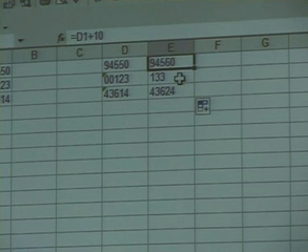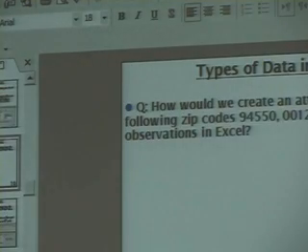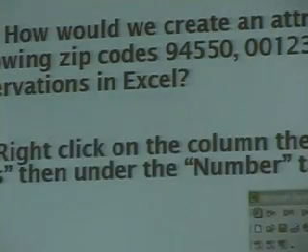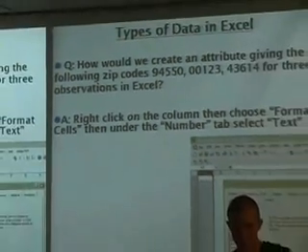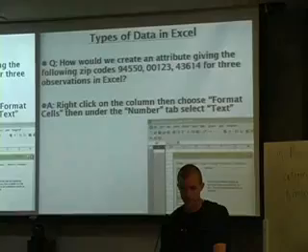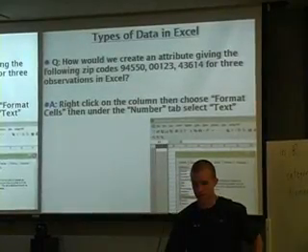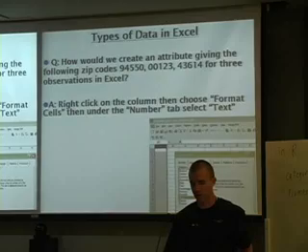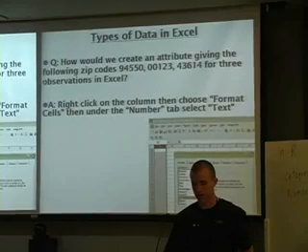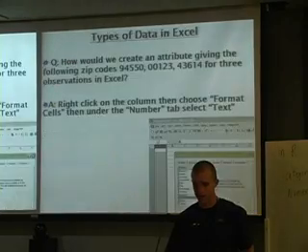Okay, so let's see here. Where are we at? How do I do this in Excel? I right-click on the column, then choose Format Cells under the Number tab and select Text, and that will at least keep my zeros around, but it doesn't guarantee that it won't let me do arithmetic operations on those zip codes later, even though I shouldn't be doing that.